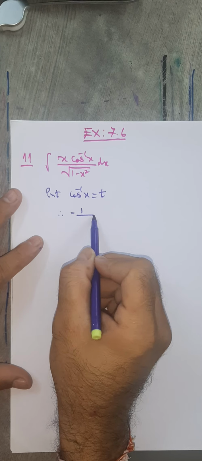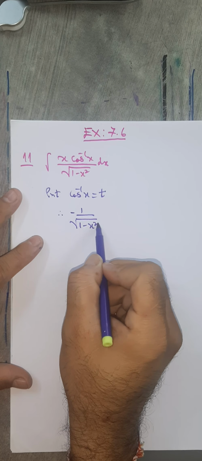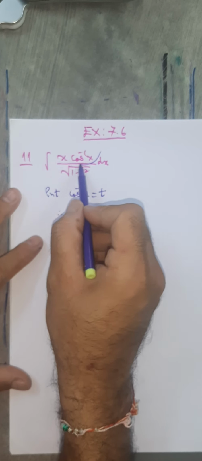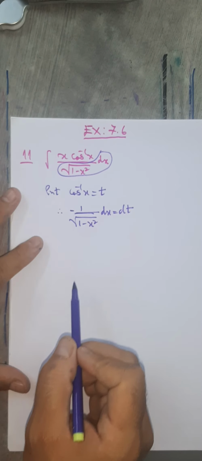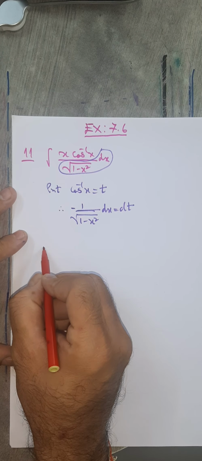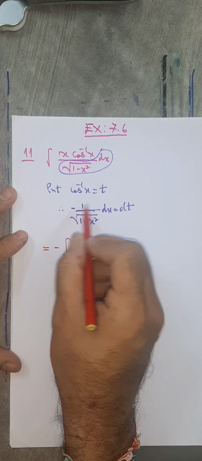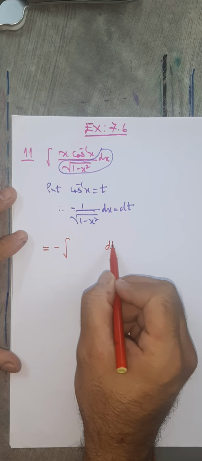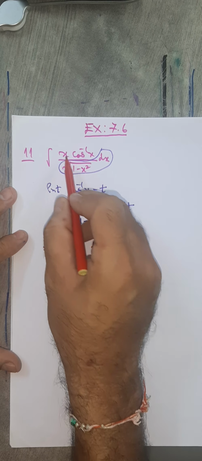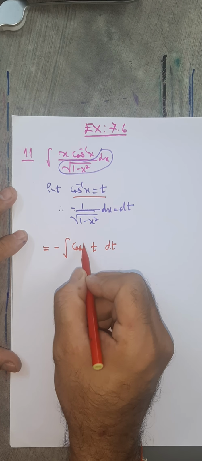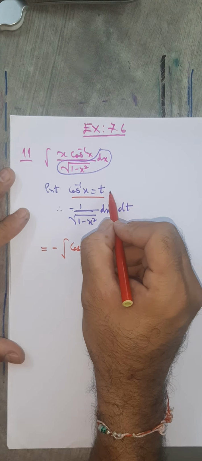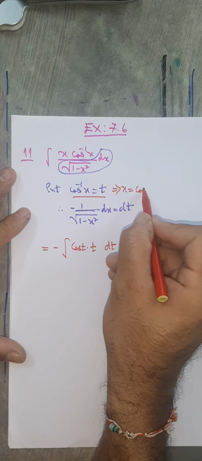Differentiation. You know the derivative of cos inverse x is minus 1 upon root 1 minus x squared, so dx equals dt. You don't want the minus sign, this becomes dt here, so the minus sign will go to that side. So here in the integral, the minus sign is already there. This becomes dt here. This is t at this place, cos inverse. And you need x. What is x? That is cos t dt. What is x from this? You know x is cos t.